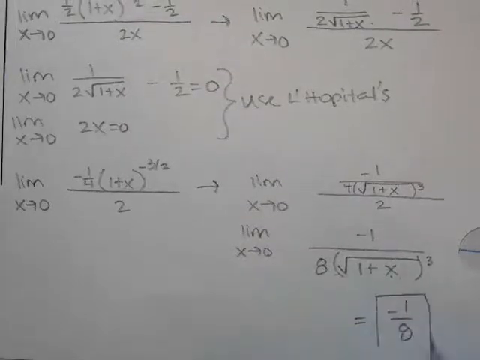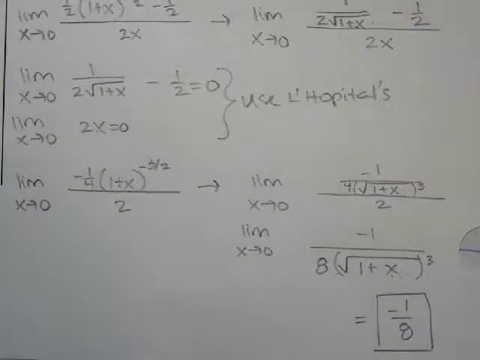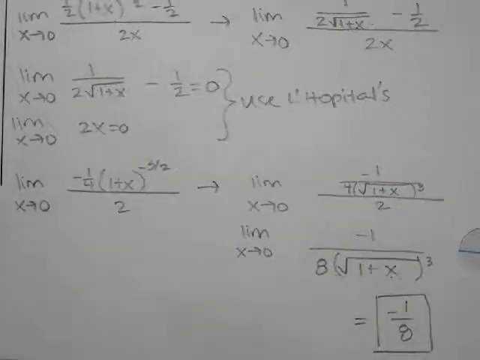That's why the mathematicians are not okay with me saying 0 over 0, because the answer is not 0 over 0, it's negative 1/8.